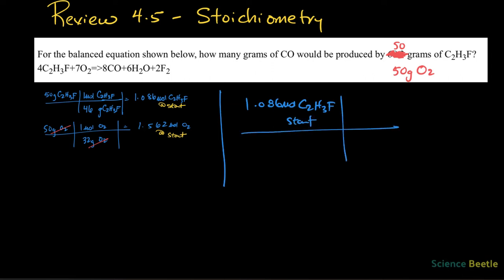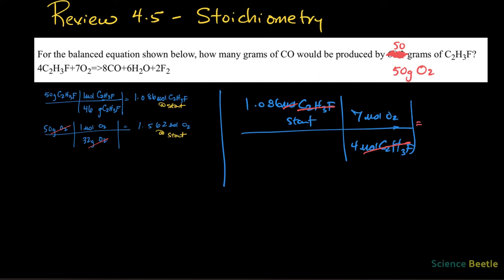And so we already know the mole ratio here. Notice the mole ratio is 4 of the C2H3F to 7 moles of the O2. So we'll say here, for every 4 moles of C2H3F is going to require 7 moles of O2. And so that will allow us to cancel the moles of the C2H3F, and then that will allow us to calculate the value.